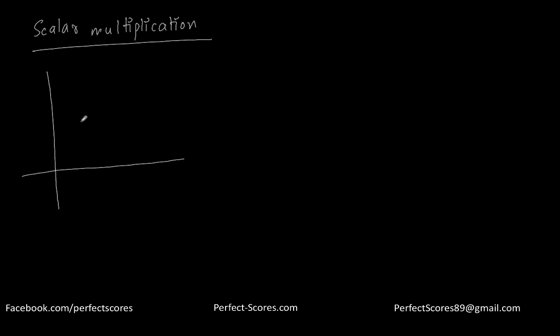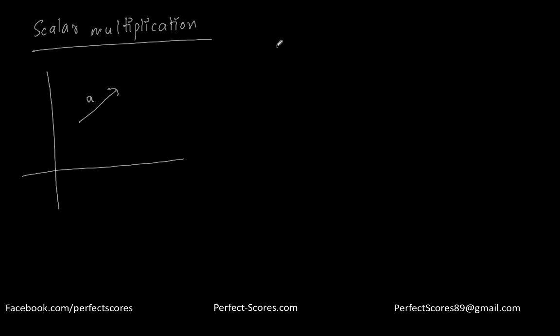Now let's go ahead and talk about the scalar multiplication of vectors. Now what you can do is you can actually multiply a scalar number to vectors. So this is something that you can do. So let's suppose in a plane, if I say this is a plane and I have a vector A, let's suppose this is vector A.